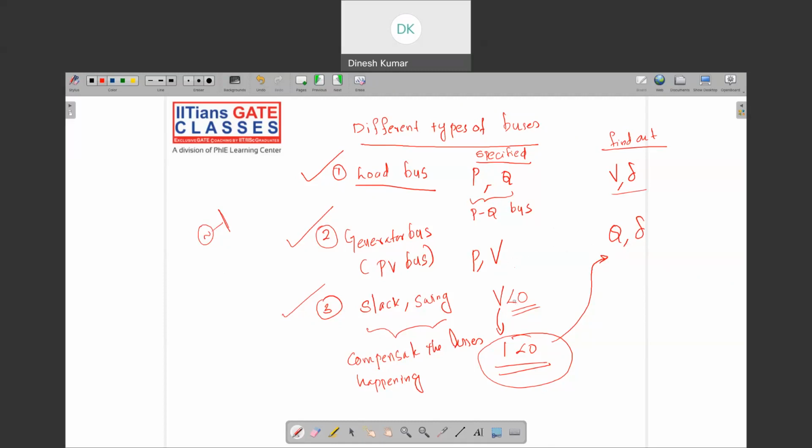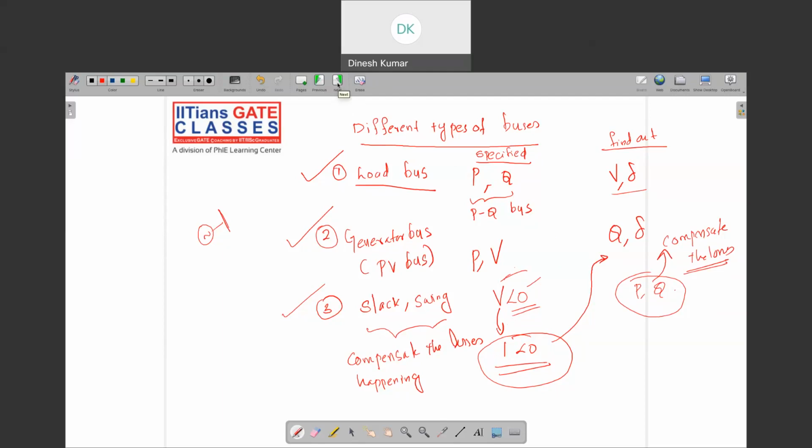Then for the slack bus, we take this as the reference and specify V and delta. Here we have to find P and Q, right? So this P and Q will be used to compensate the losses. This is how we find all the voltages.